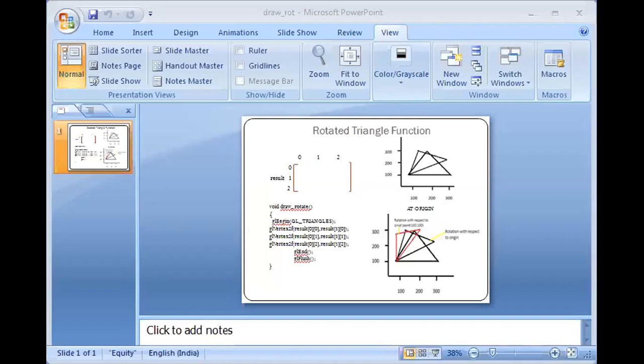Rotation matrix of 0, 1 is sin theta. Rotation matrix of 0, 2 is 0. Rotation matrix of 1, 0 is sin theta. Rotation matrix of 1, 1 is cos theta. Rotation matrix of 1, 2 is 0. On the same lines, rotation matrix of 2, 0 is 0, 2, 1 is 0, 2, 2 is 1.